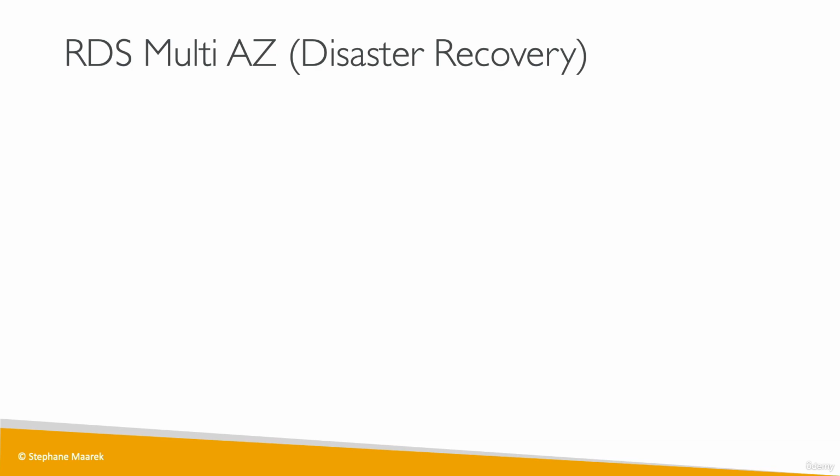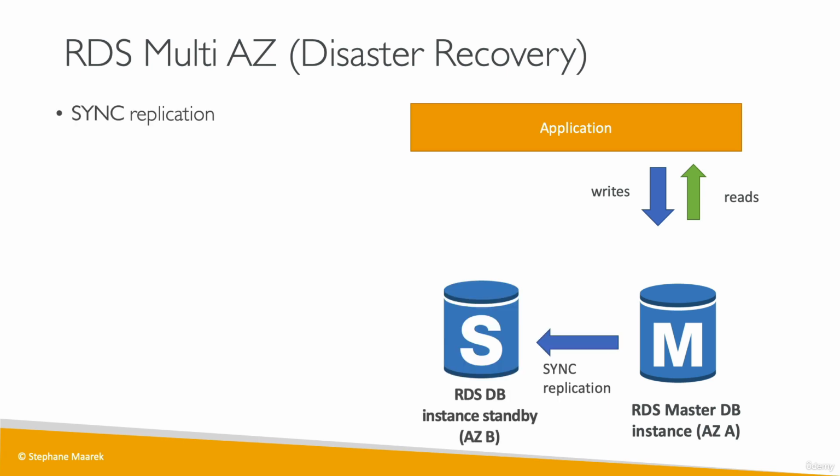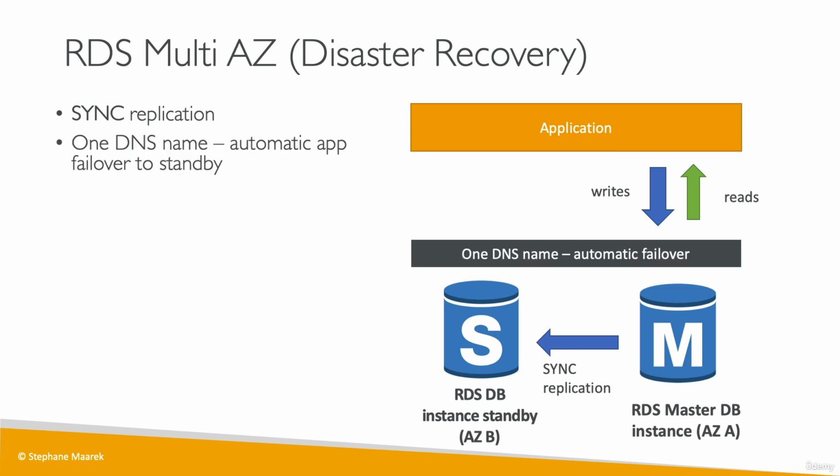Finally, let's talk about RDS multi-AZ. And multi-AZ is mainly used for disaster recovery. So we have our application, and it performs reads and writes to our master database instance, which is in availability zone A. And what we're going to have is a synchronous replication to a standby instance in AZ B, and it will replicate every single change in the master synchronously. So that means that when your application writes to the master, that change needs to also be replicated to the standby to be accepted. And so what we get out of it is one DNS name.